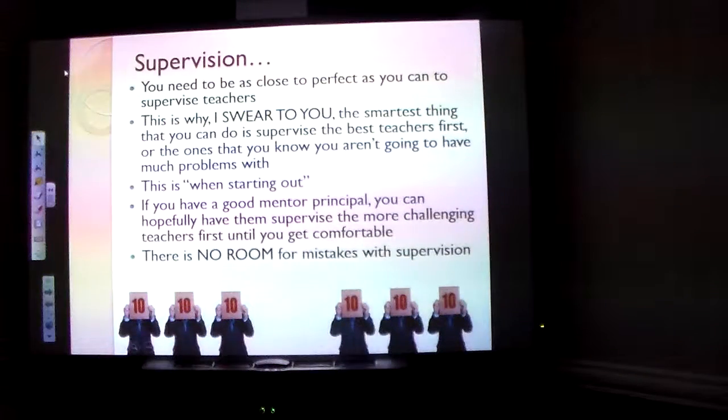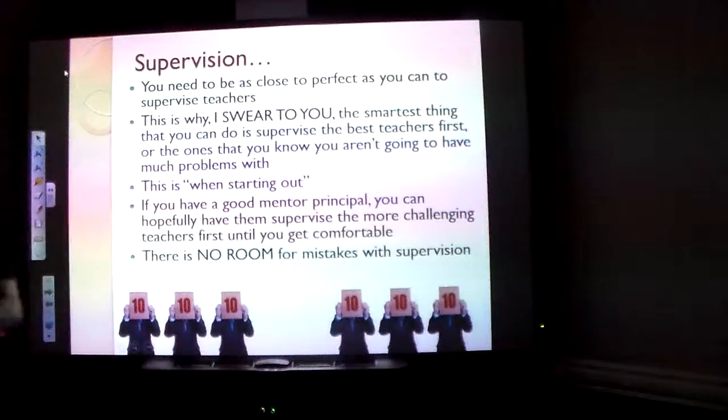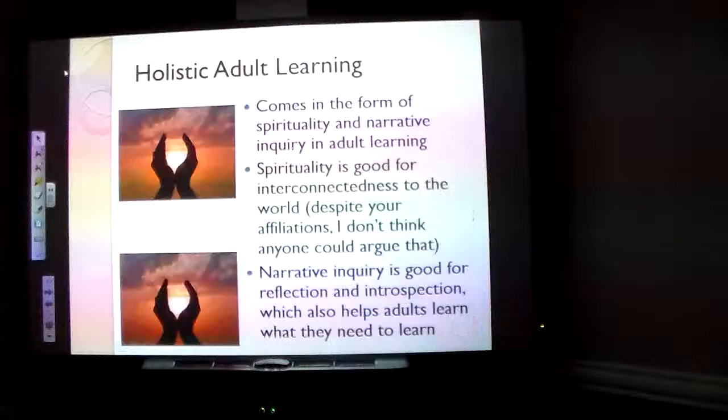You know that if you make a mistake on their evaluation sheet, it's not going to mean anything because they weren't going to get disciplined anyway. However, if you make a mistake on a teacher you're trying to discipline, there really is no room for mistakes. You have to be perfect. So please think about that and please consider that.